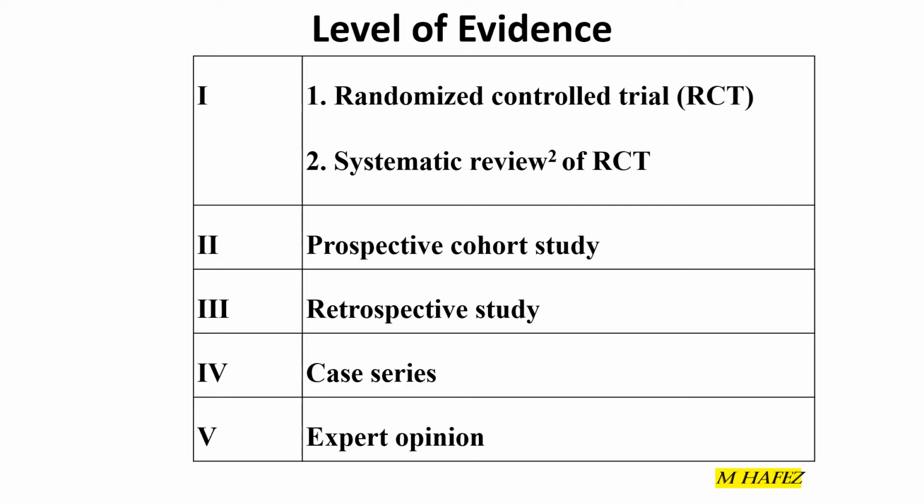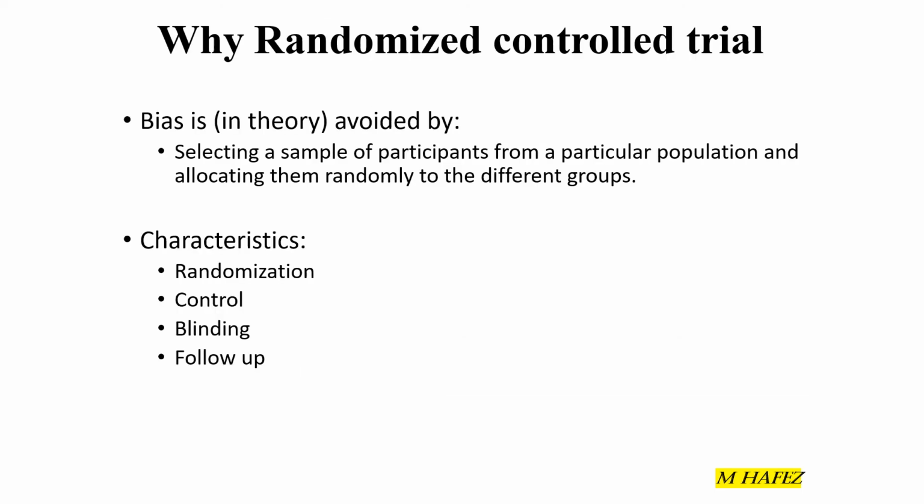The best evidence is level 1, which is a randomized controlled trial and systematic review of randomized controlled trial. Here is why randomized controlled trial is a high level of evidence, because there is no bias. Because if you have a level 2 where it is a prospective study, and for example a surgeon or physician selected the best patient that can give best results, then this is bias.